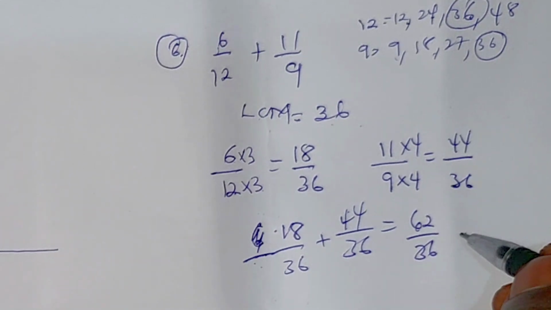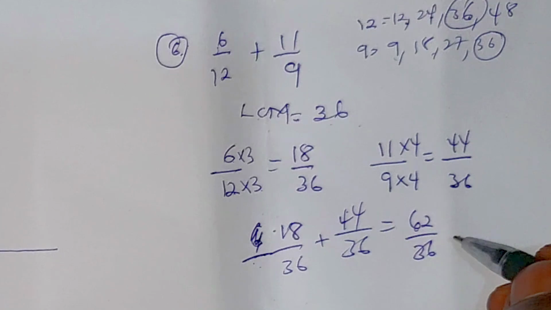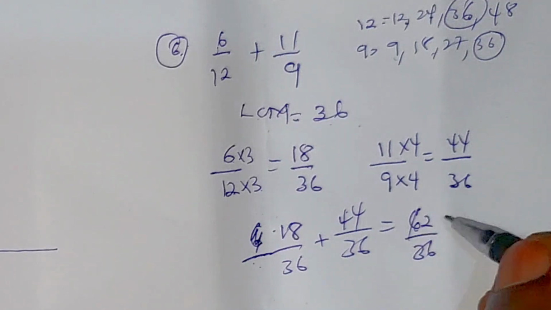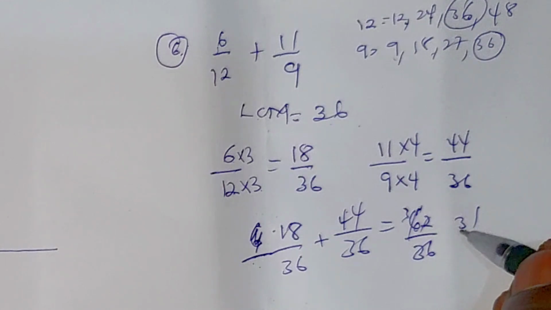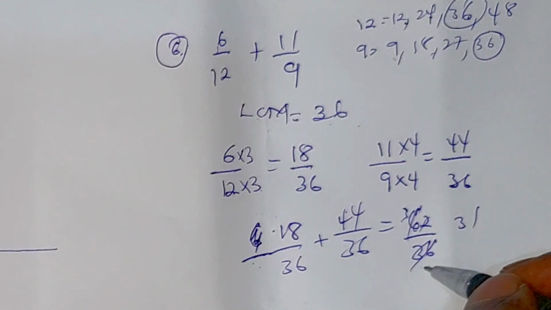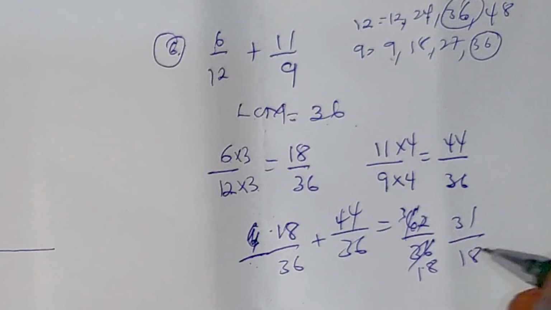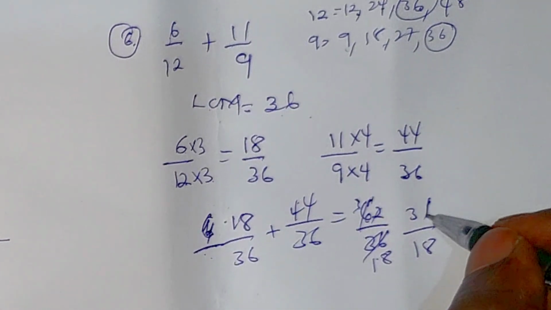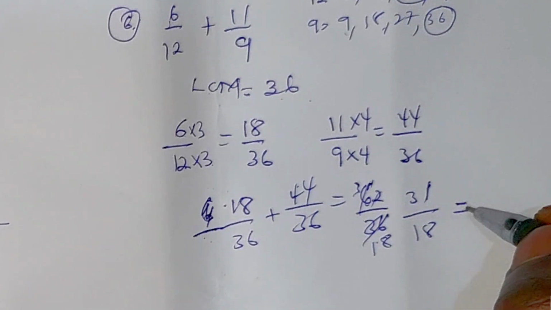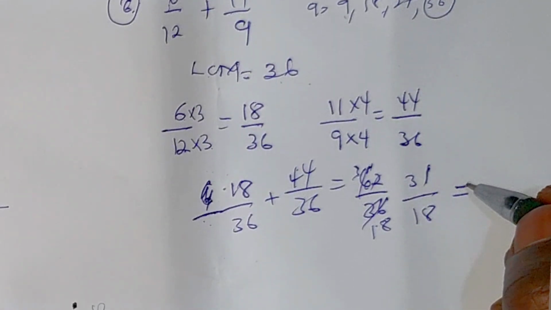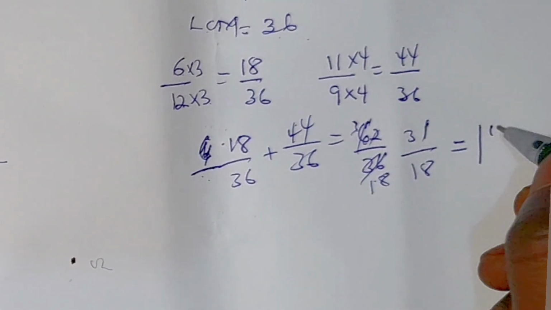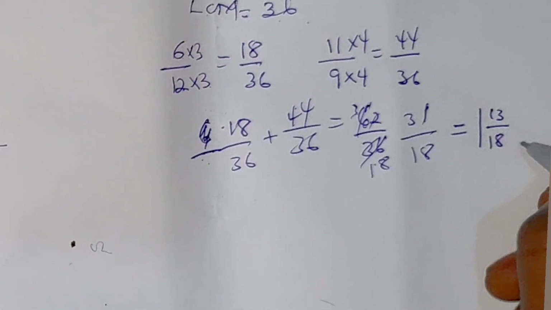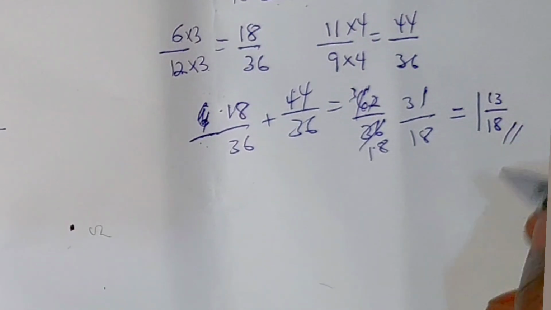That is it. But we need to simplify because there's a number that can go into both, that is 2. 2 can go into 6, 3, and 2 can go into 2 in 62, 1. So that's 31. Then 2 can go into 36: 2 into 3 is 1, then 2 into 16, 8. So we have 18. This is an improper fraction, so we need to change it to a mixed fraction. 18 can go into 31 one time. Remember, 13 divided by 18. So that becomes the answer.